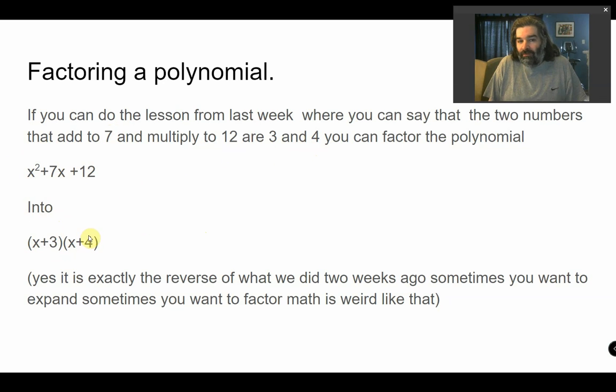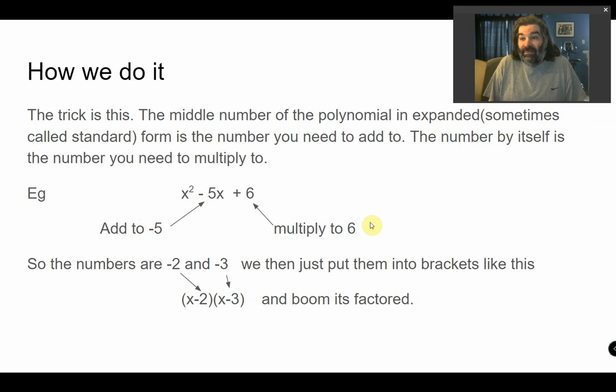And you'll actually notice there's a bit of a pattern here. And that's the trick. The trick is this. The middle number of the polynomial, including the plus or minus sign, is the number you need to add to. Because when you expand it, you're going to end up with an x minus 3 and an x minus 2. They're going to add together to give you that minus 5x, right? 3 and 2 adds to 5. This is the number you need to multiply to, because when you were expanding, the last step would be minus 2 times minus 3, which would give you plus 6.